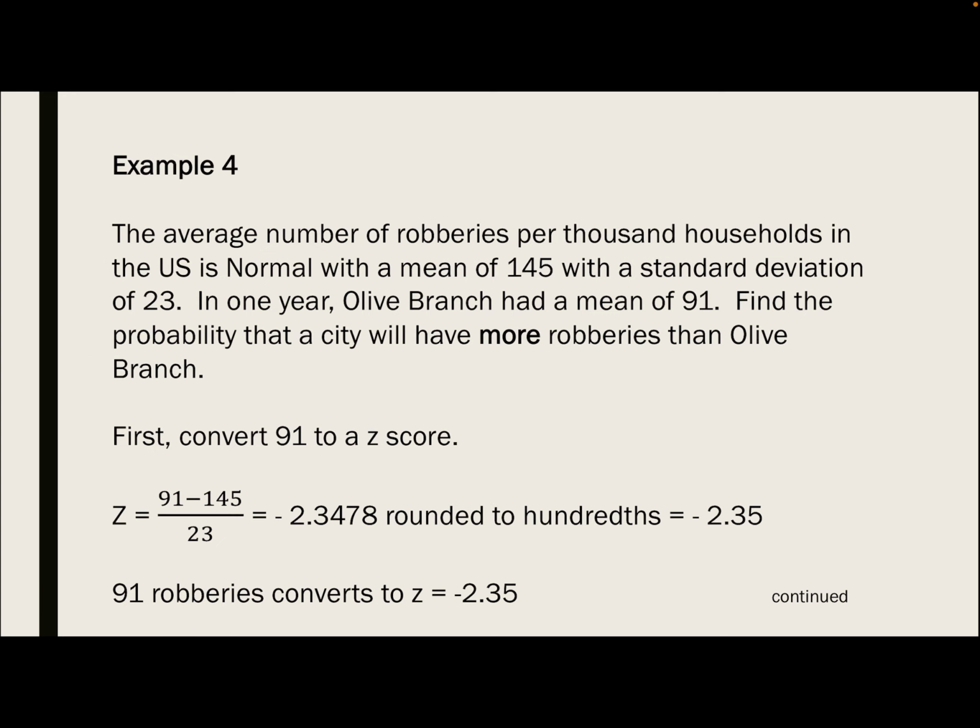Example 4. The average number of robberies per 1,000 households in the U.S. is normal with a mean of 145, standard deviation of 23. In 1 year, Olive Branch had 91. Find the probability that a city will have more robberies than Olive Branch. Change that to a z-score, 91 minus the mean of 145. Divide by 23, the standard deviation. Negative 2.3478, rounded to hundredths, negative 2.35.